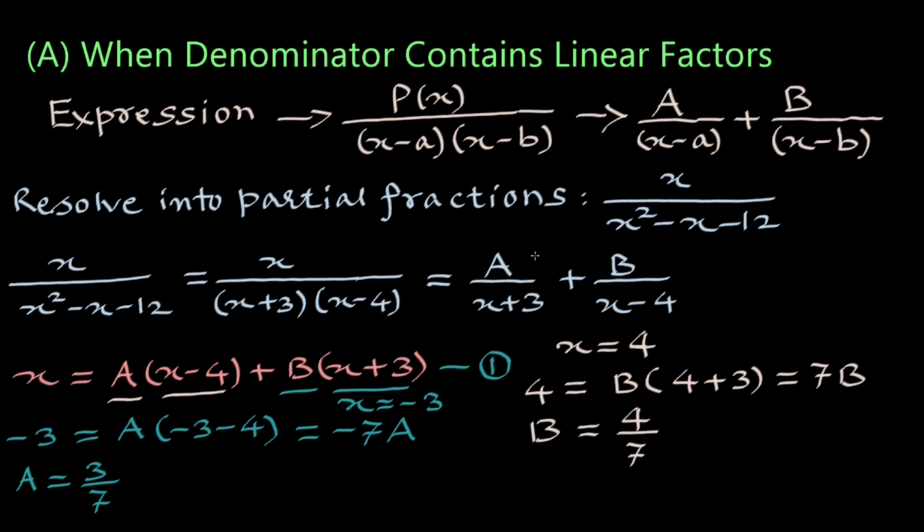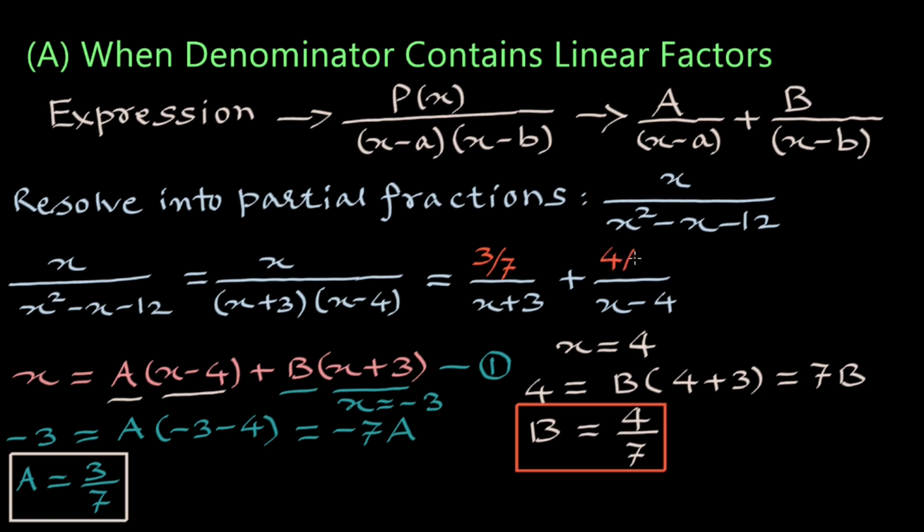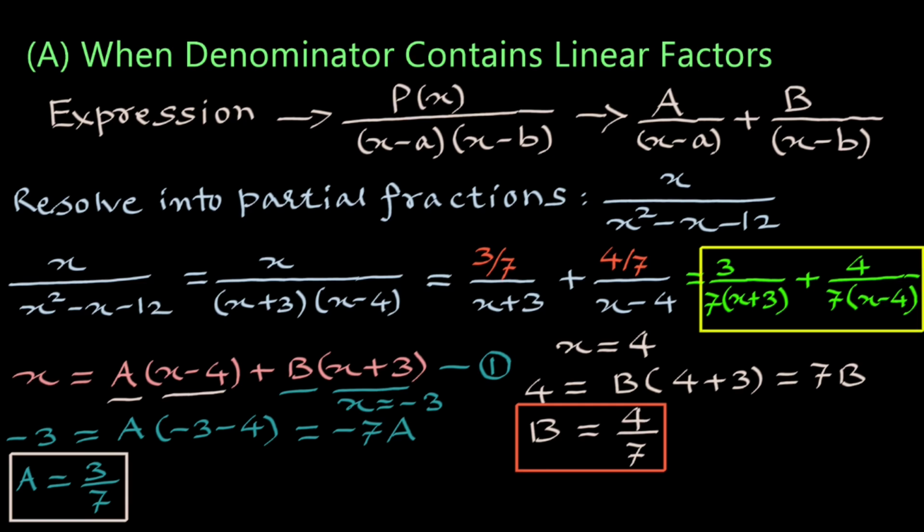Now in place of this A, we will substitute 3 upon 7, and in place of this B, we will substitute 4 upon 7. So the partial fractions become 3 upon 7 into (x plus 3) plus 4 upon 7 into (x minus 4). So these are the required partial fractions.